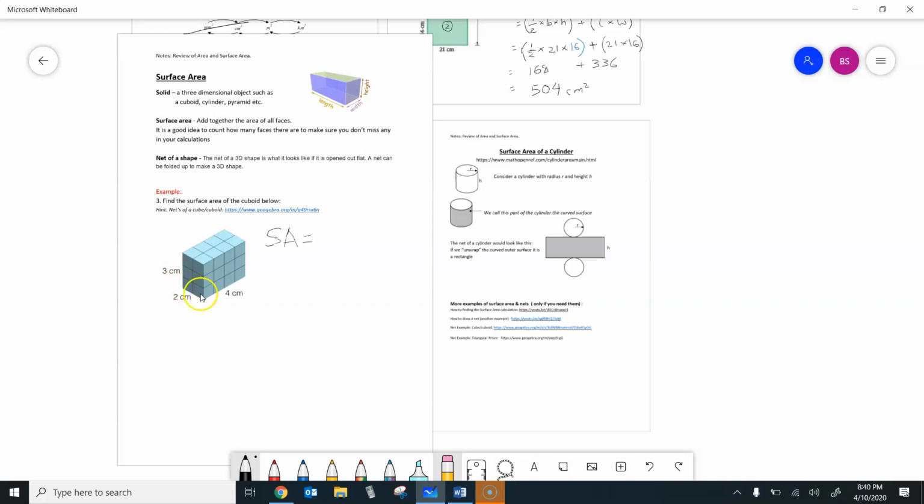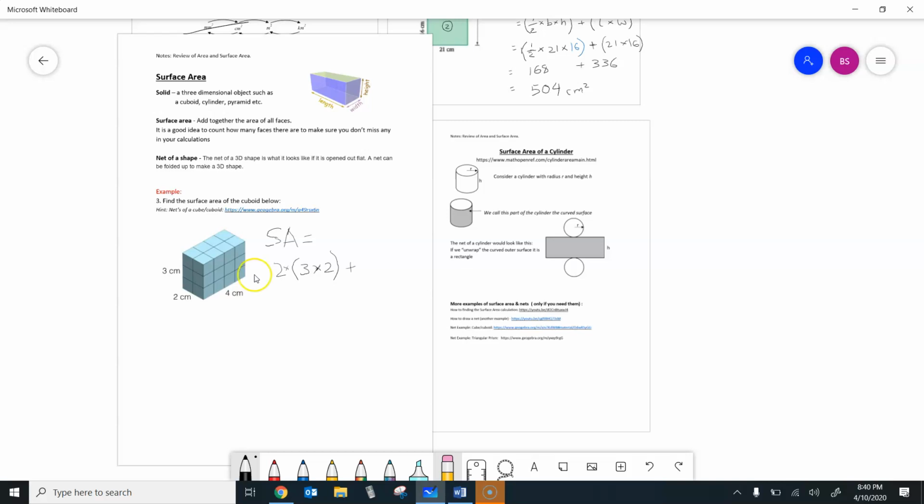We can see we've got this side here. So this is 3 by 2. That is a rectangle we have on this side. We also have the same rectangle on the other side. So we have 2 rectangles here: 3 by 2 and another 3 by 2 on the other side. So we have 2 times 3 by 2. That's a times there, by the way.